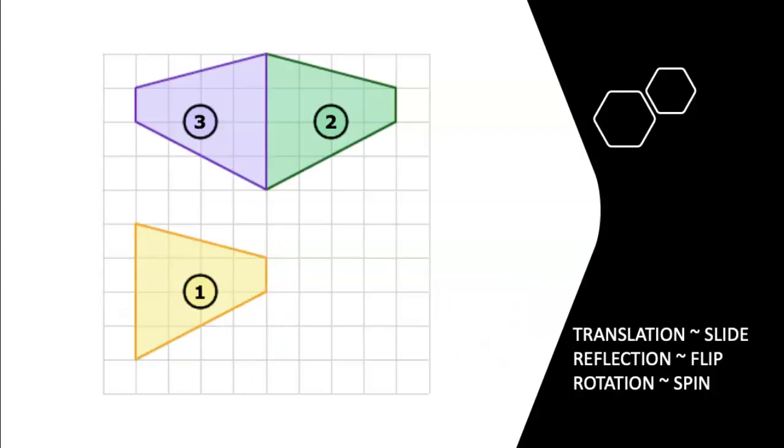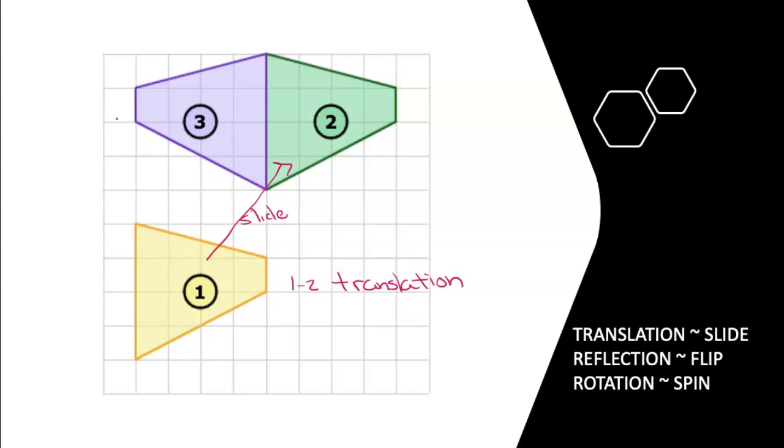So let's put it all together. We're just going to determine, how do I move from shape 1 to shape 2 to shape 3? If I'm at 1 and I need to get to 2, did I slide it, flip it, or spin it? From 1 to 2. Those are the exact same, right? Look at that. All I did was slide it over there. So from 1 to 2 is a slide. Now, we don't write the word slide. That's how our brain thinks about it. But a slide is a translation. So we'd actually need to write out translation.